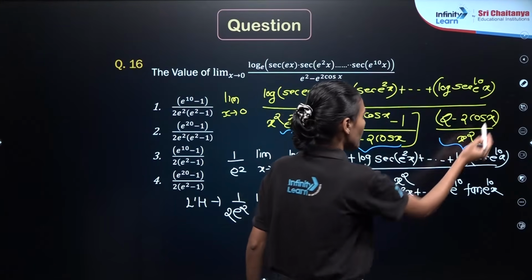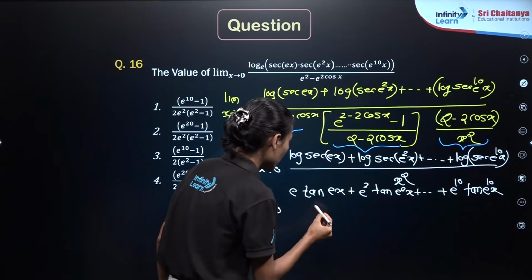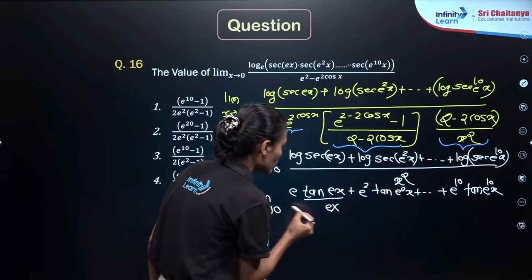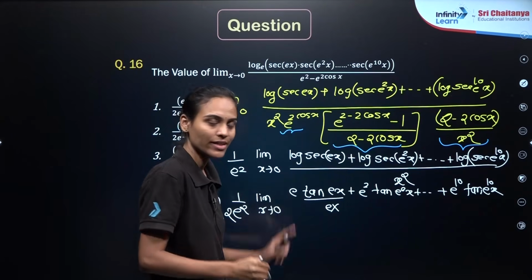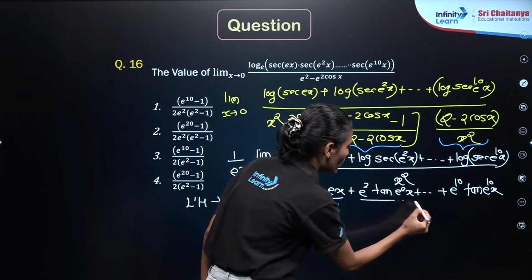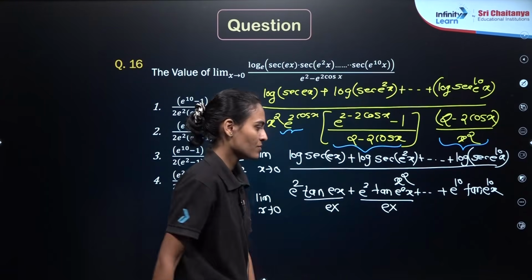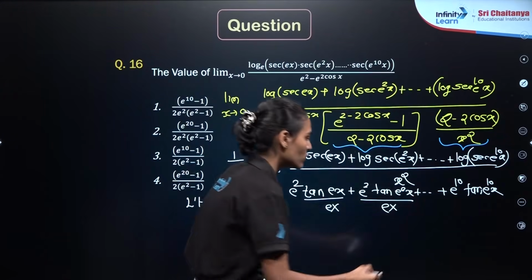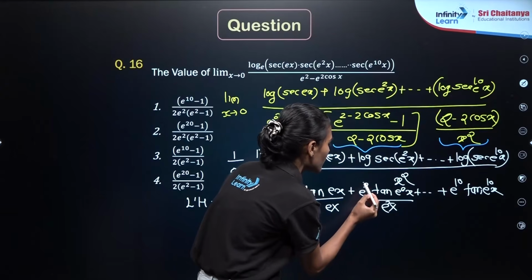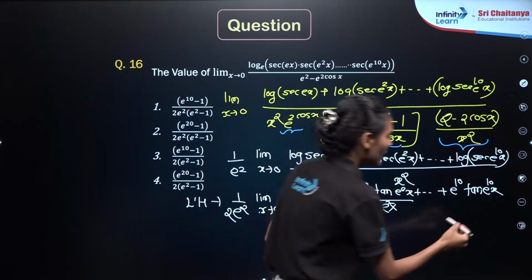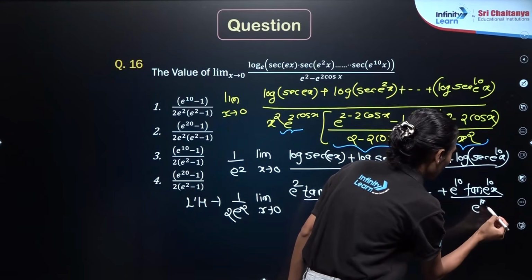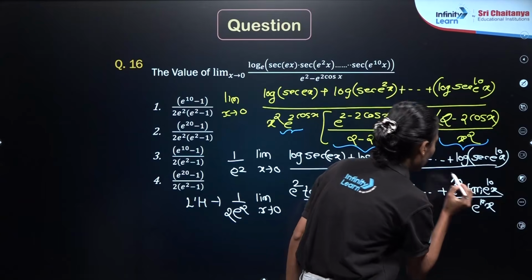So divided by x, right? So what I want here? e^x, so I will have to multiply by e^x. Then here I want e^x. Here the angle is e^2x, right? So here I want e^2x. So e^2 means e^4. Here I want e^10x. So e^10, e^10, e^20.